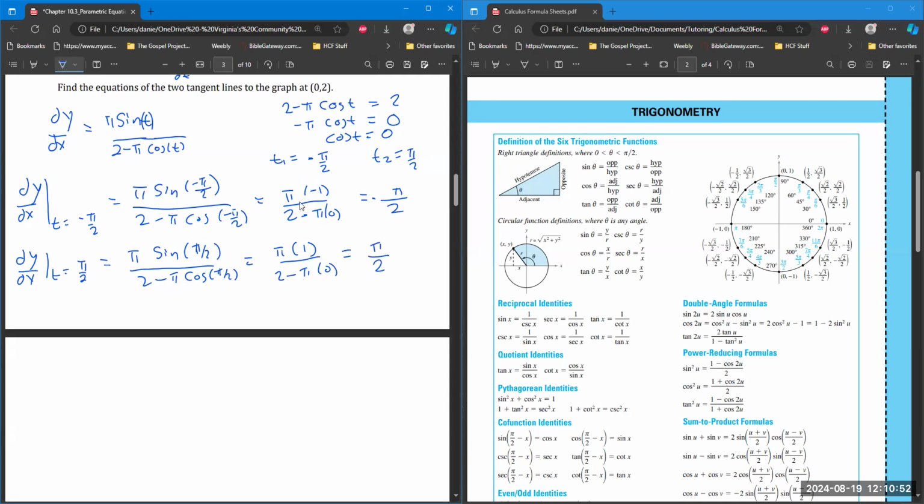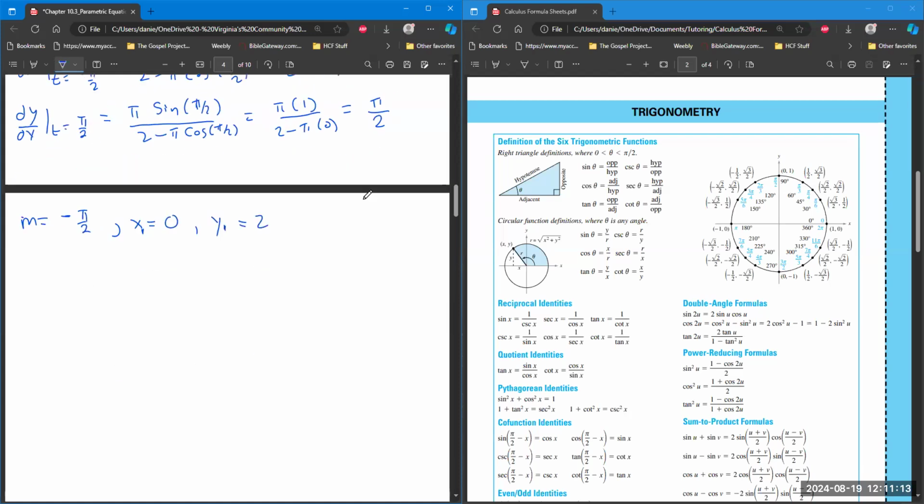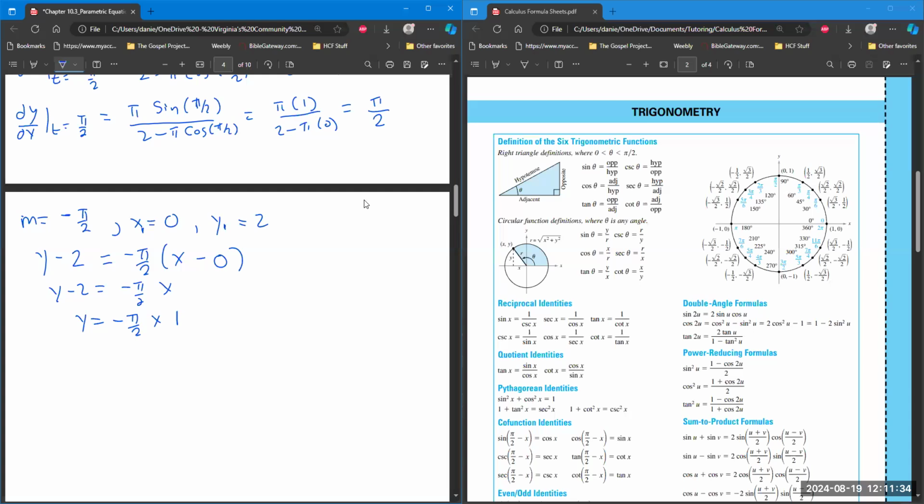So I have case 1: slope is negative pi over 2, x is equal to 0, y is equal to 2. So I'm going to use my point-slope form: y minus the y value is equal to m times x minus my x value. It's going to be y minus 2 equals negative pi over 2 x. y is equal to negative pi over 2 x plus 2.